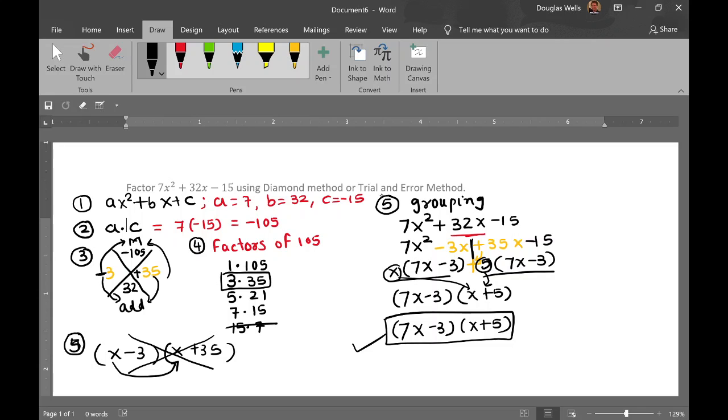Now for the trial and error method, please watch my next video where I have done this exact example with the trial and error method. Hope this will help you.